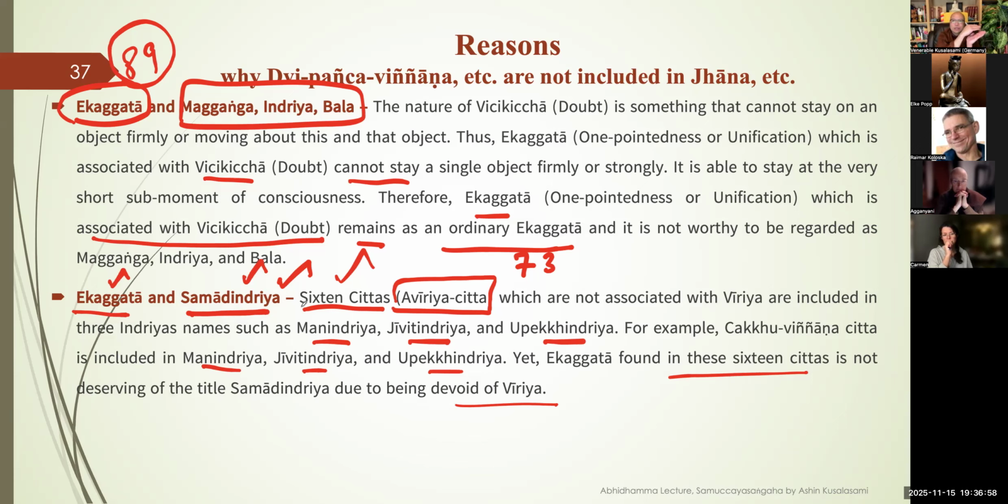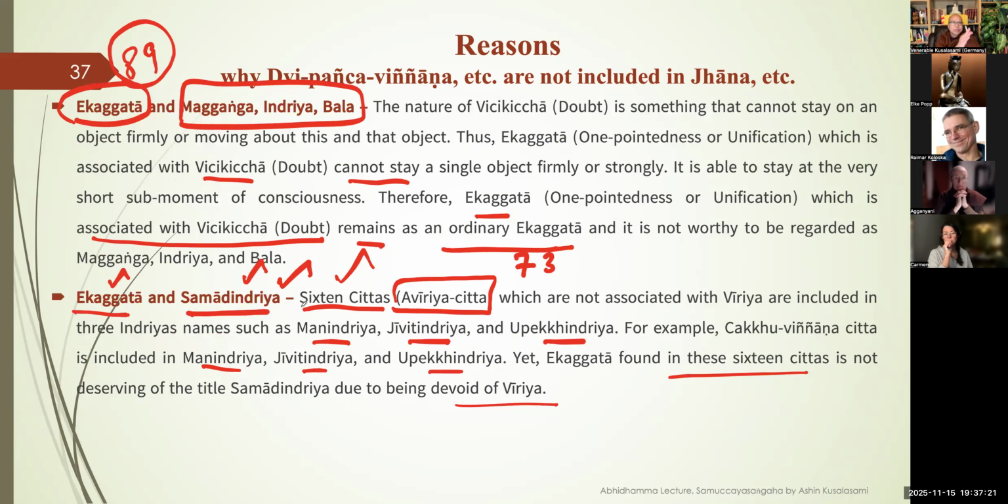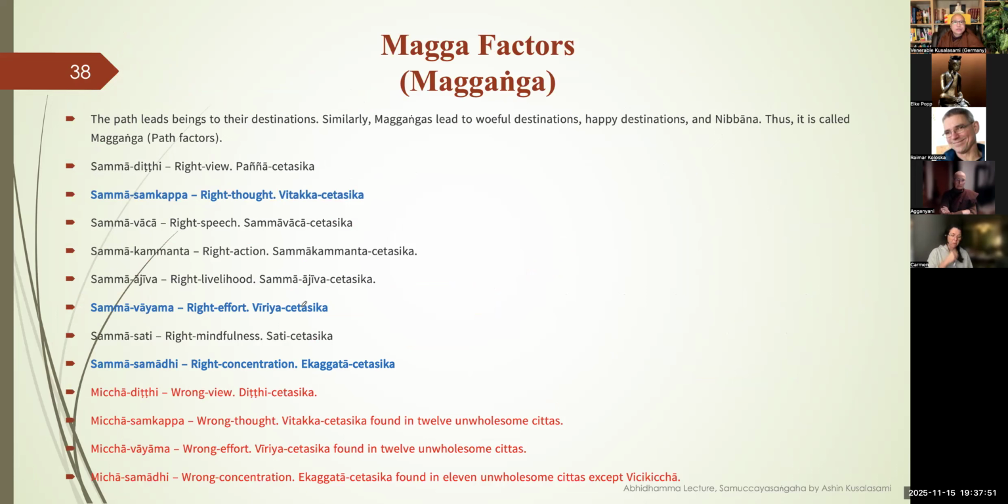So only on the specific moment, not all the time. Some Cetasikas have their respective name all the time. Only these kinds of Cetasika, Vedana, Ekagata, and Viriya, cannot always have their respective names like Magga, Indriya, Bala. Sometimes they are not regarded as Magga, Indriya, and Bala. Okay, so I hope you get that. So let's go to the Maganga.